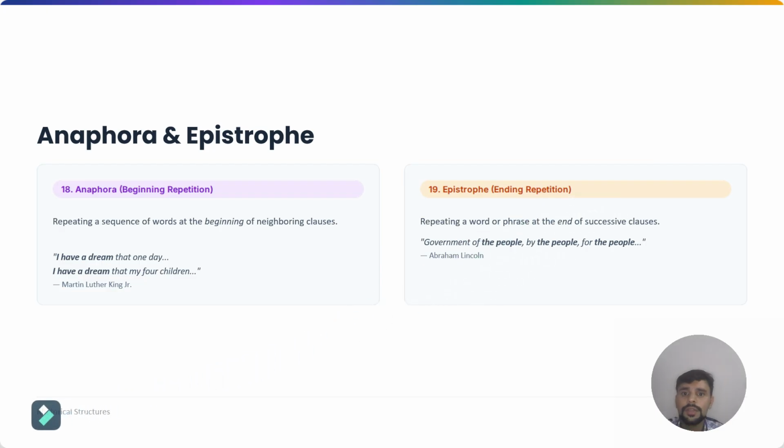So here's your memory trick. Anaphora is equal to beginning. Epistrophe is equal to ending. Think A is equal to ahead or at the start. E is equal to end.